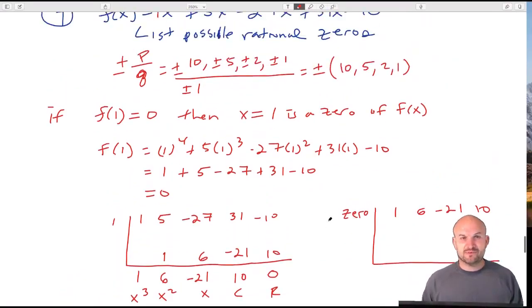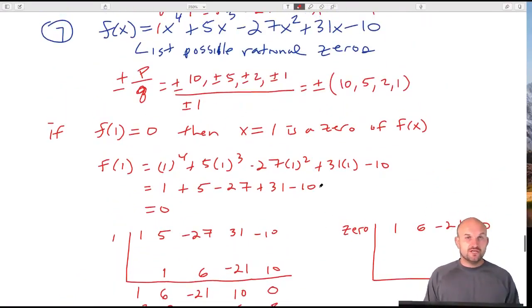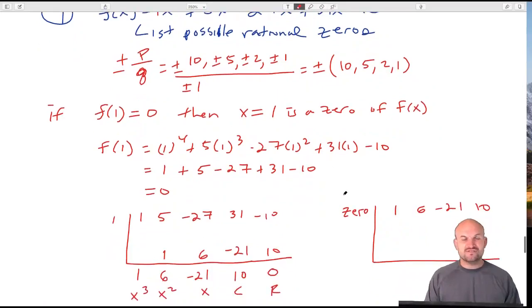But just remember, by the fundamental theorem, you're going to have a total of 4 zeros, real, imaginary, or irrational. So just make sure you're getting those to satisfy that.